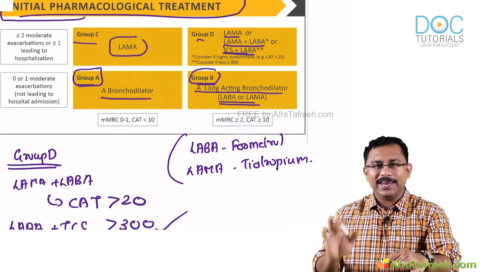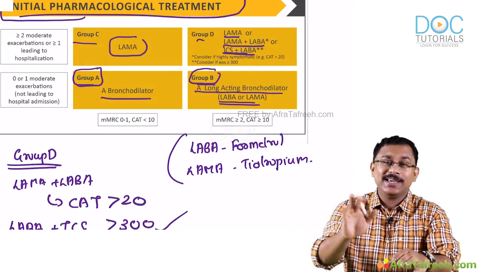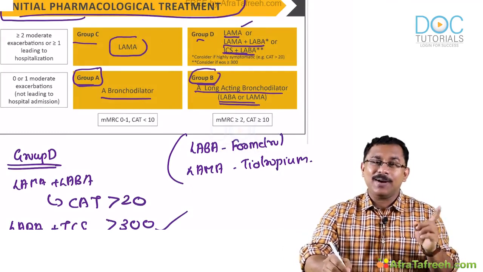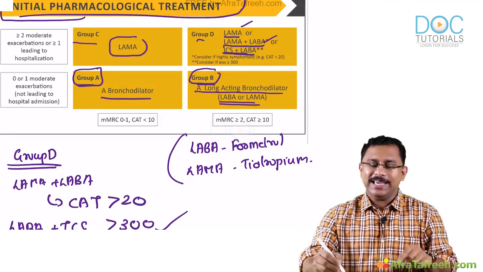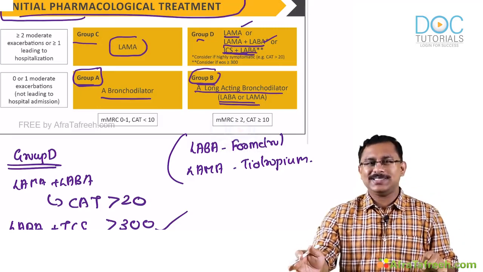Group A, any bronchodilator. Group B, a long-acting bronchodilator. Group C, LAMA. Group D, you have three options: LAMA, LABA plus LAMA, or LAMA plus inhaled corticosteroids. So these are the options that you have.